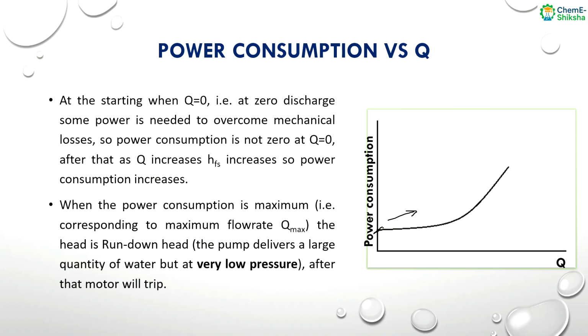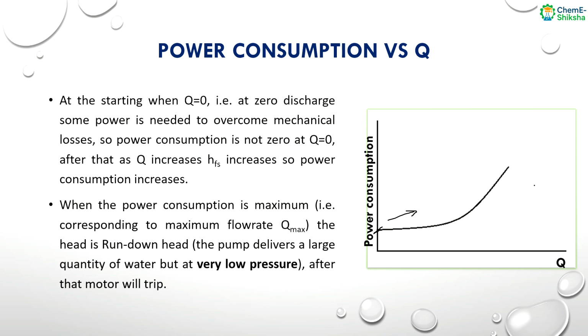But then also we need to overcome certain mechanical losses. That's why there is some power consumption at zero discharge, or when Q equals 0. Now after that, as we increase Q, the flow rate, V increases because Q equals A into V. So as Q increases, V increases, and as V increases, HFS, the head loss term, also increases. So that's why power consumption also increases.